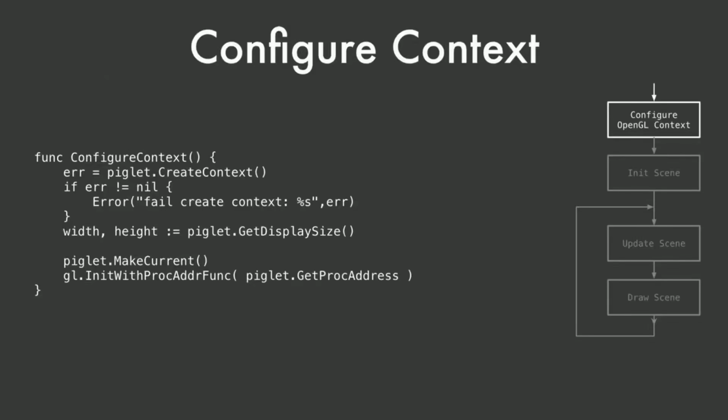So configuring the context looks very different depending on your platform. On the Raspberry Pi, it's basically that. There's a call called create context. You can check for error. You can ask your library about the width and the height of your screen, which will become handy later. And then you say that should be the current context, and you initialize the GL subsystem.